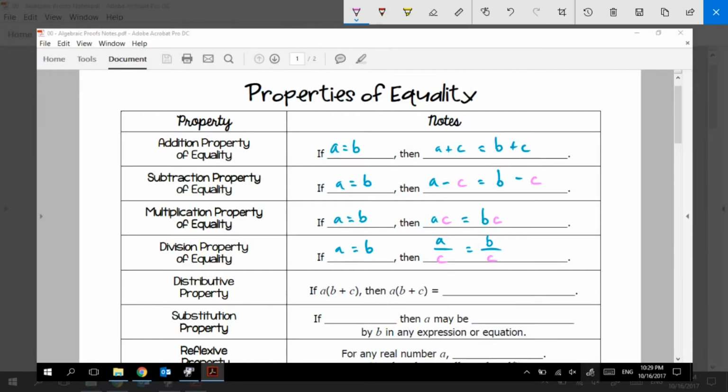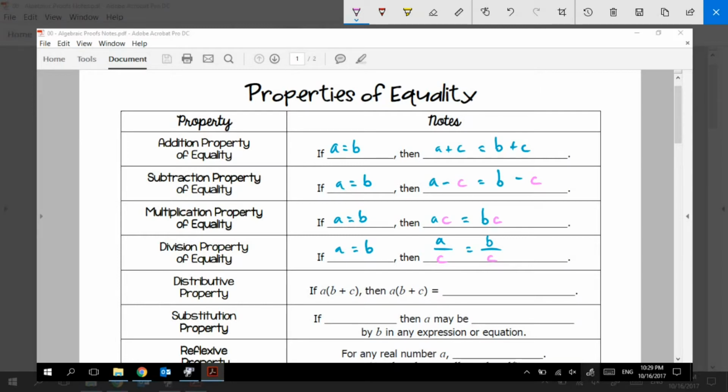Alright guys, so now you've unpaused the video, and here are the rest of the properties for subtraction, multiplication, and division. So if A equals B, then for the subtraction, it's gonna be A minus C equals B minus C. For the multiplication property of equality, if A equals B, then A times C equals B times C. And finally, for the division property of equality, if A equals B, then A divided by C equals B divided by C. Okay, so now moving on.